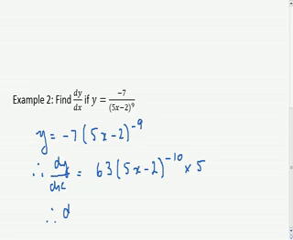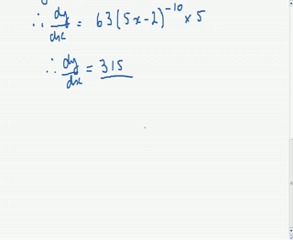So therefore dy dx is equal to, I think you'll find 63 times 5 is 315. Now we really should put our 5x minus 2 downstairs again, and we can do that easily by just changing the sign of the exponent or the index to positive. And that is our final answer.